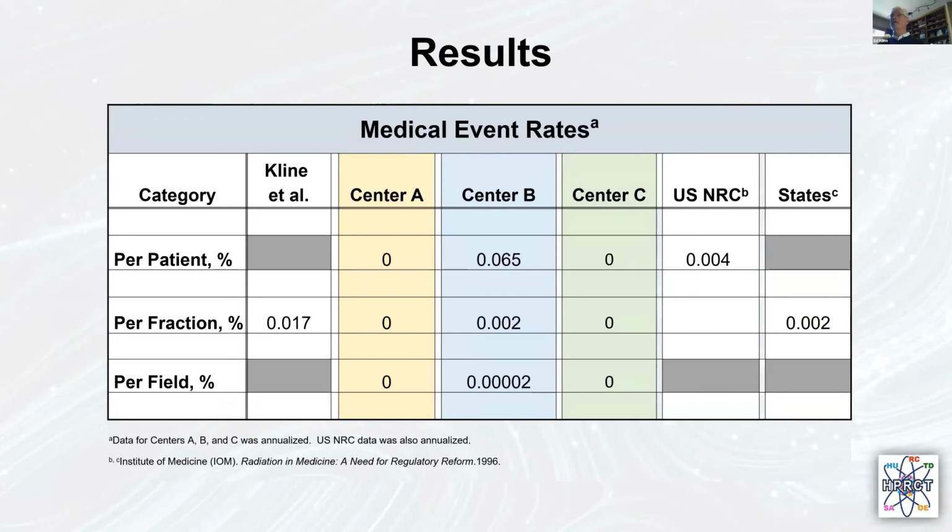Let's look at the ones that got through that were reportable. This is kind of difficult in our field. We don't have a lot of literature on it, but on center B, we did have some medical events that occurred. They were a little bit higher than what's reported via the NRC for only radioactive material on a per patient basis, but it was higher. So it was somewhat of a limited study. Center A and C did not have any medical events. That was good news.